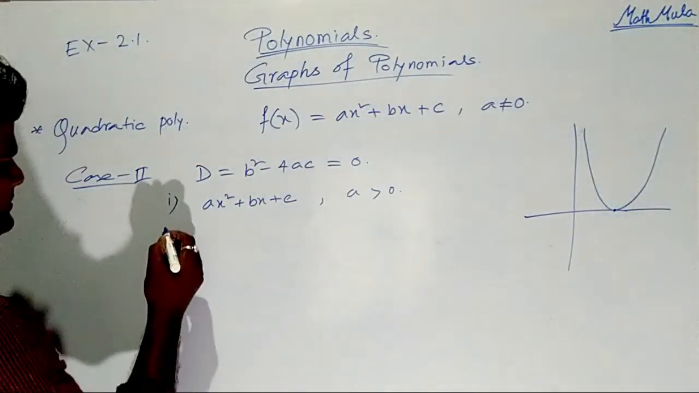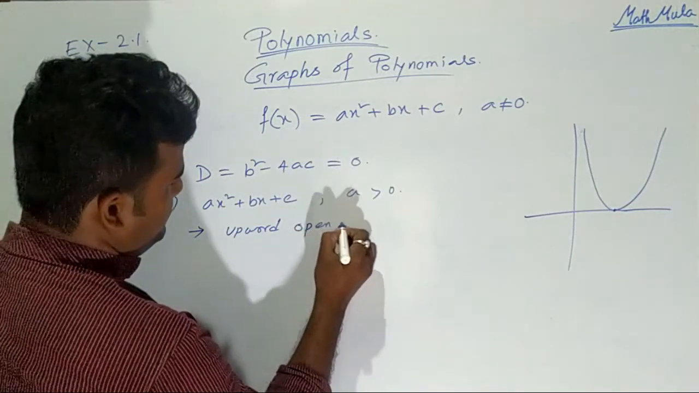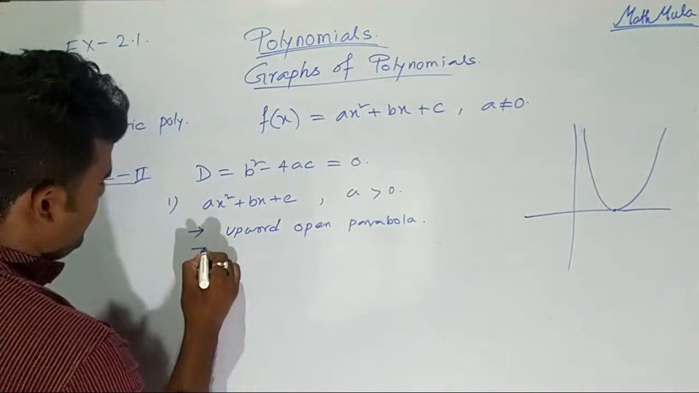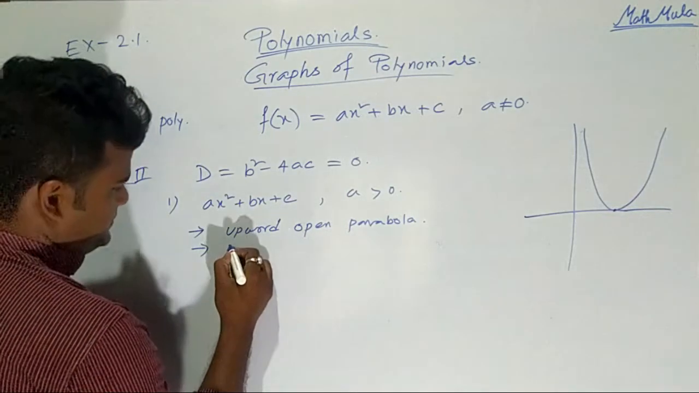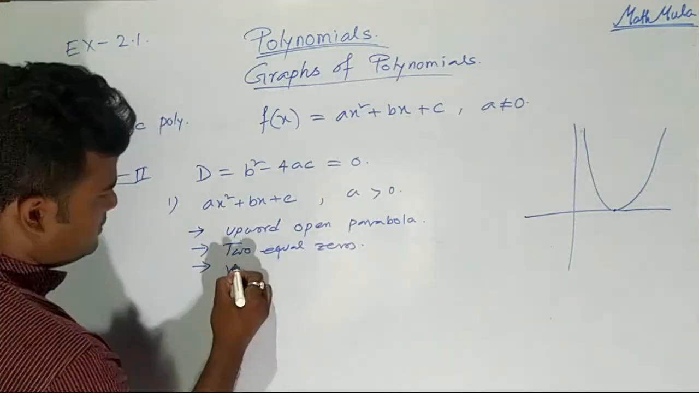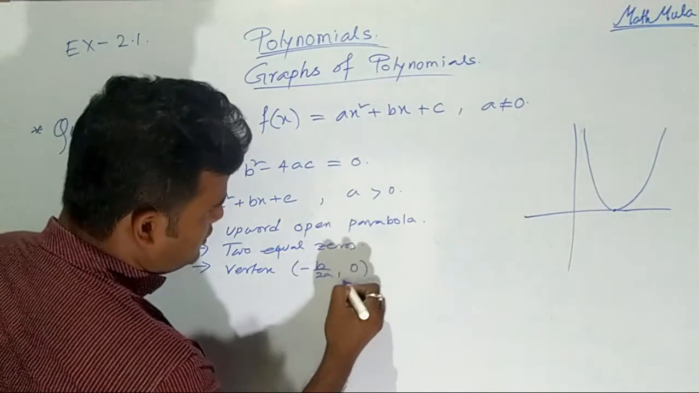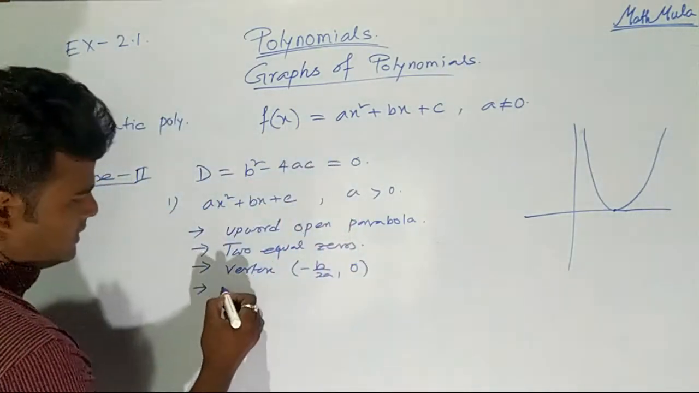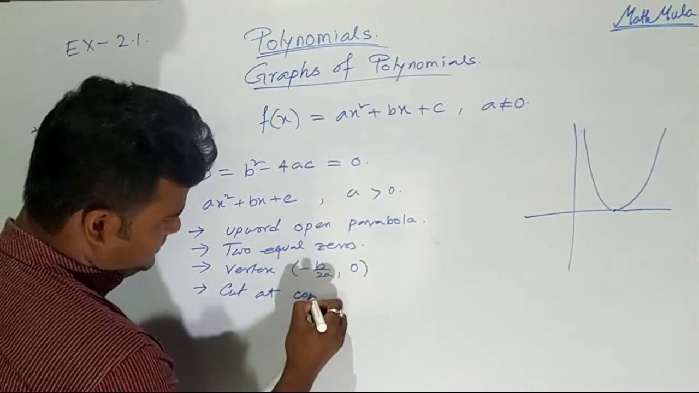And the conclusion: this is an upward open parabola. And second conclusion, it has two equal zeros. And the third conclusion, the vertex is minus b by 2a comma 0, because D is 0, and it cuts the x-axis at coincident points.